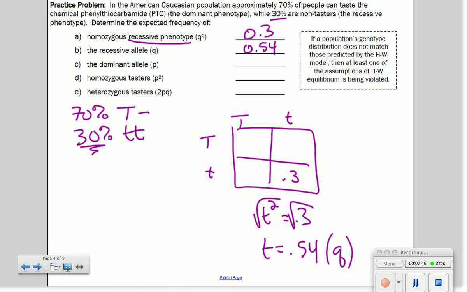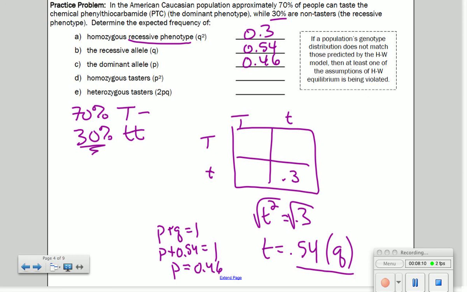Then it says, find the dominant allele P. Well, now that I know what my Q is down here, remember, P plus Q equals 1. So if Q is 0.54, what's P got to be? Well, subtract 1 minus 0.54. I get 0.46. So there's my P.